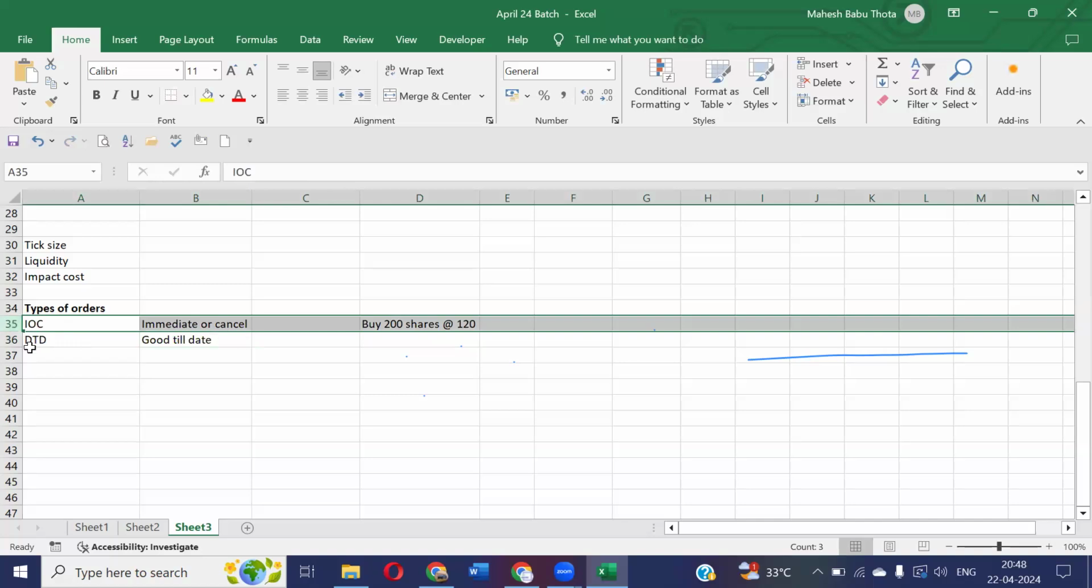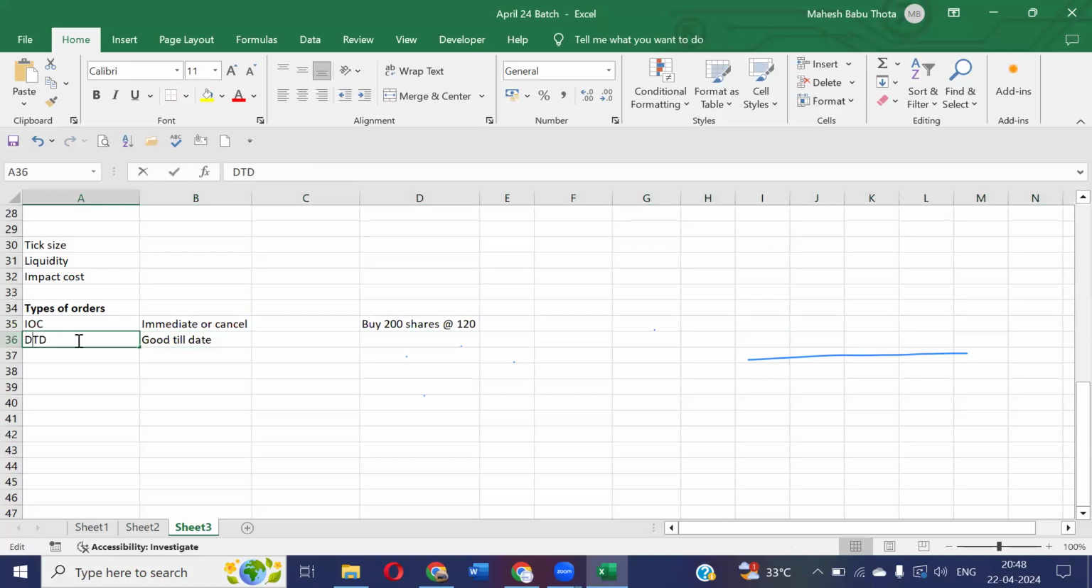In this order, it's GTD, good till date. Good till date means the order is valid for the rest of the day and will be cancelled if not executed by the end of the day. It will wait till 3:30 p.m. If the price is not coming for that given bid, then the order will be cancelled.